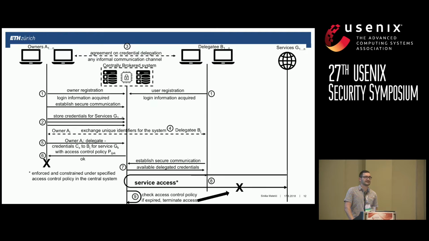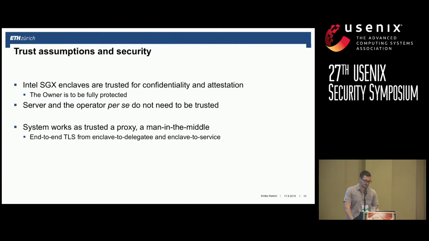And if everything is okay, the delegatee has access until everything is filtered, until everything is okay with the access control policy, because it gets filtered on the centrally brokered system. Once the policy expires or the actions are not according to policy, the access is cancelled.